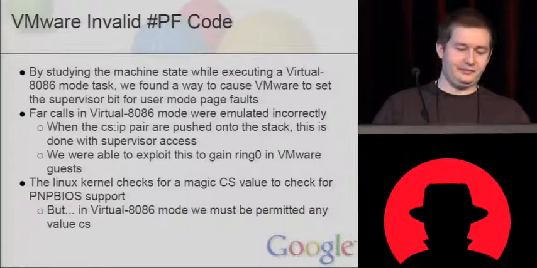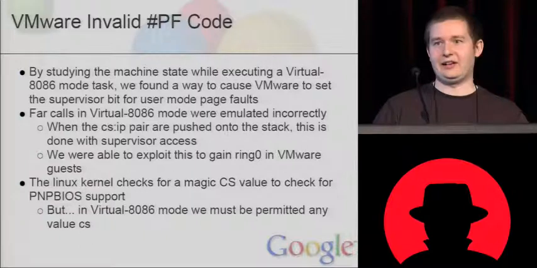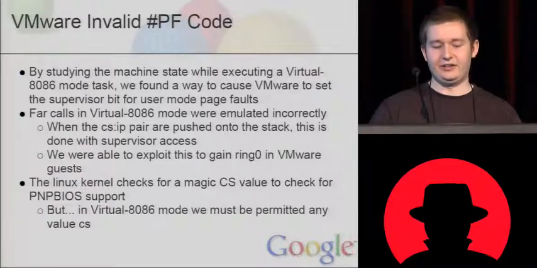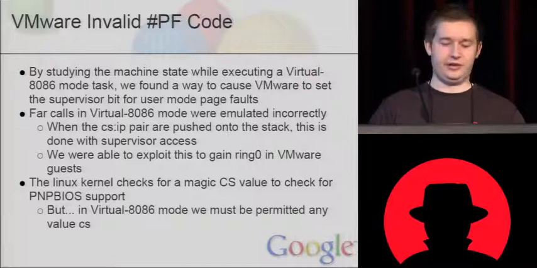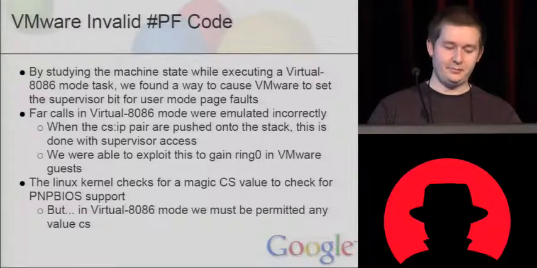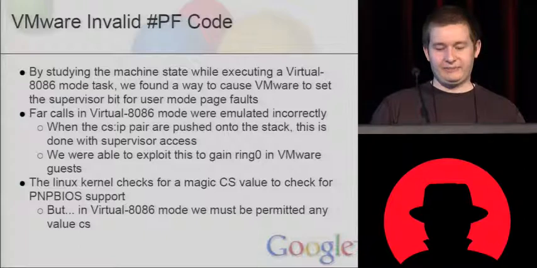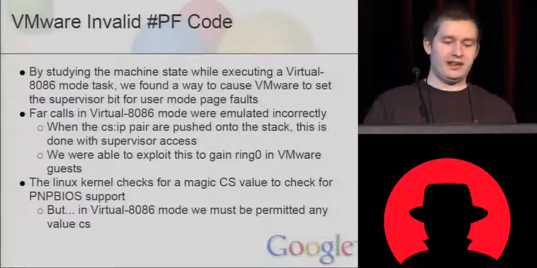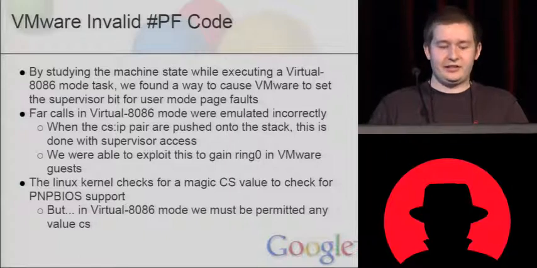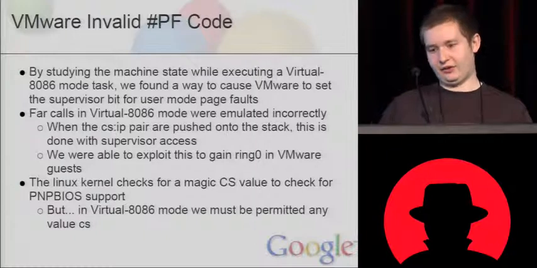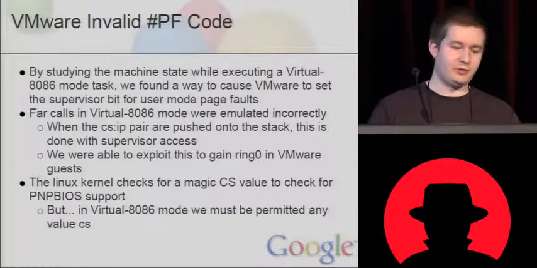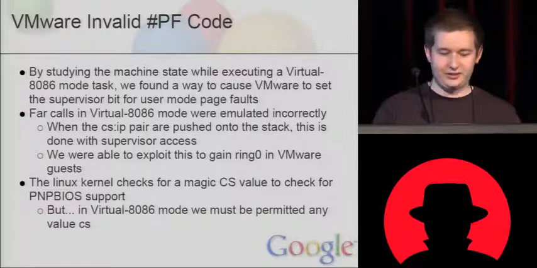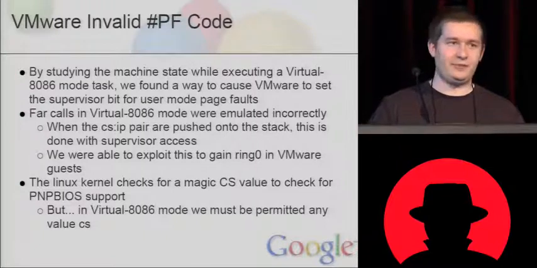The reason we were able to do this was because the Linux kernel has a check for a magic CS value to look for an unusual event caused by PNP BIOS support. Because this magic value was something that you wouldn't normally be able to set, but in virtual 86 mode, you must be allowed to set it because this is how real mode addressing works. Obviously, addresses are 16 bits in real mode, but the address space is 20 bits. So you do this by shifting around CS and adding it to IP. So in order to access the full 20-bit address space, you need to be able to set any CS value.